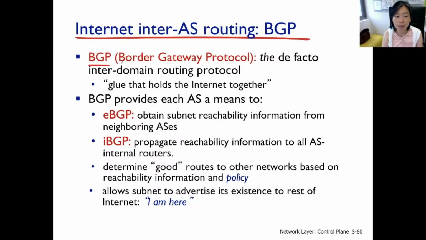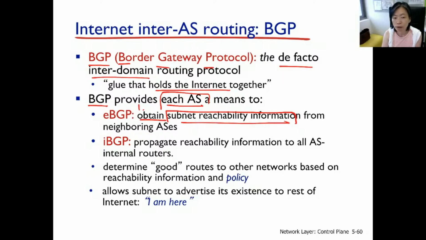First line, BGP stands for Border Gateway Protocol. And once again, it is the one and only inter-AS routing protocol that's holding the internet backbone together. To be more precise, it allows each AS the following. First, it allows the gateway router of the AS to receive subnet reachability information from the neighboring ASs. This is very similar to distance vector. A router receives distance vector from the neighboring routers. So the gateway routers in the AS receive path vector from the neighboring AS's gateway routers.